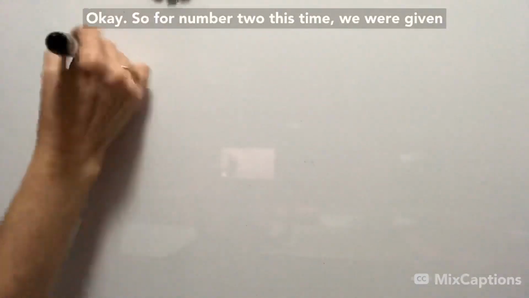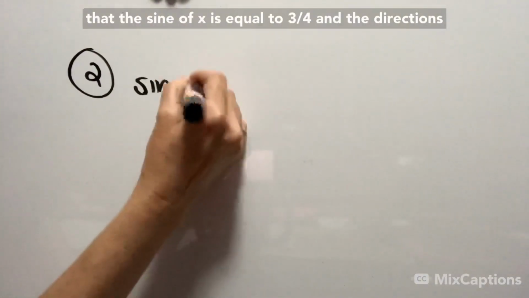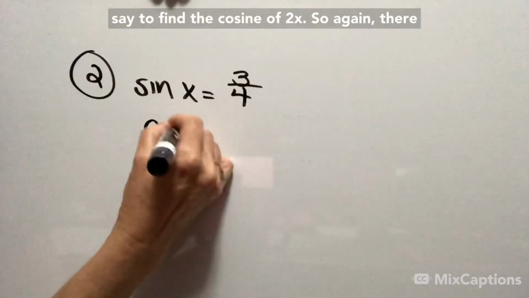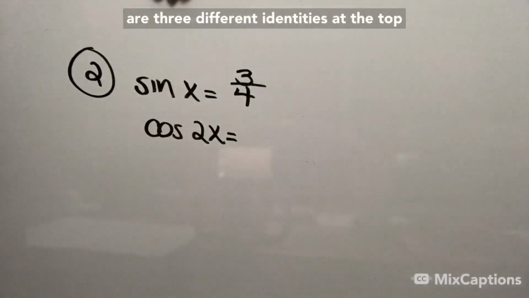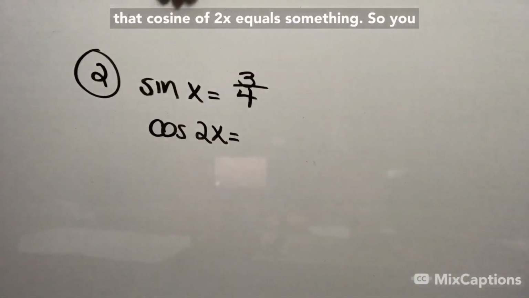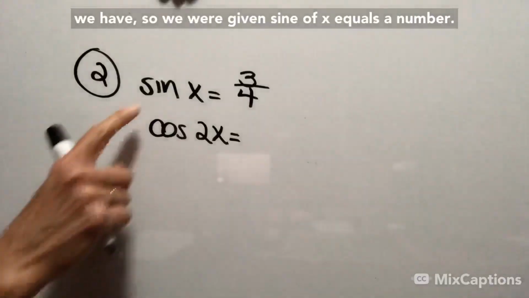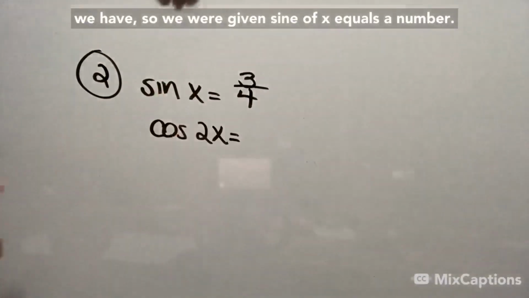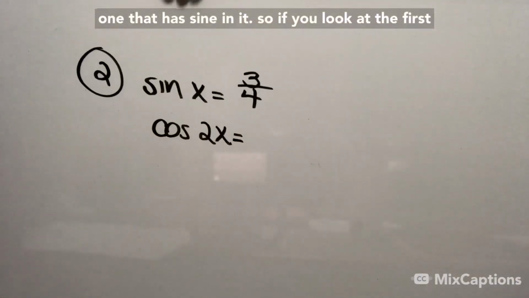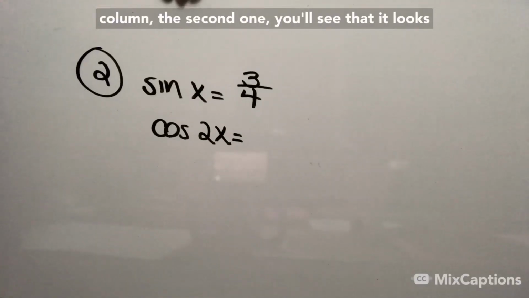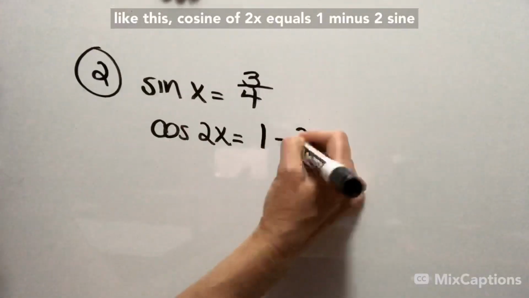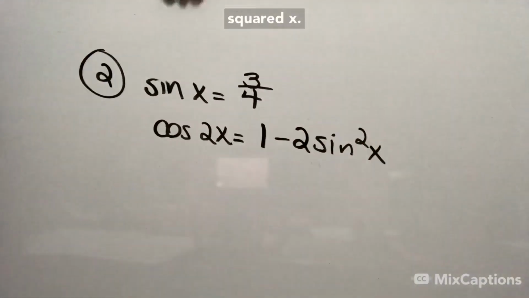Okay, so for number 2, this time we were given that the sine of x is equal to 3/4, and the directions say find the cosine of 2x. So again, there are 3 different identities at the top that say cosine of 2x equals something. You want to choose the one that would match the problem we have. We were given sine of x equals a number, so you want to pick one that has sine in it. If you look at the first column, the second one, you'll see that it looks like this: cosine of 2x equals 1 minus 2 sine squared x.